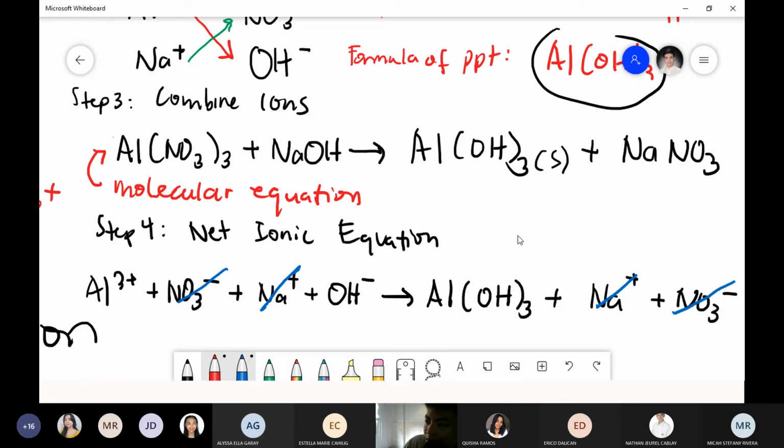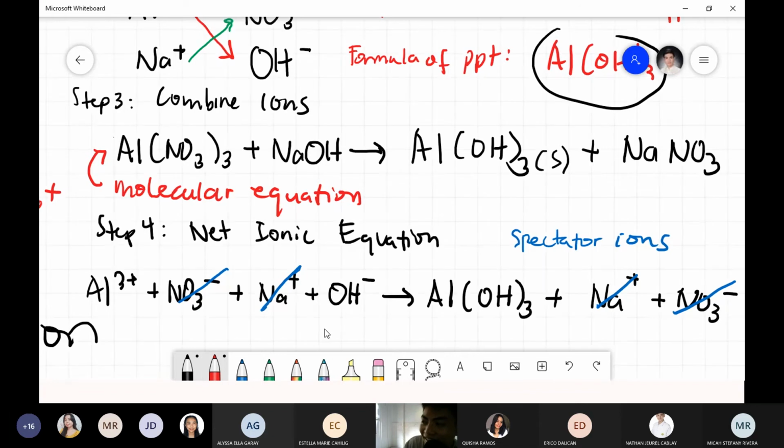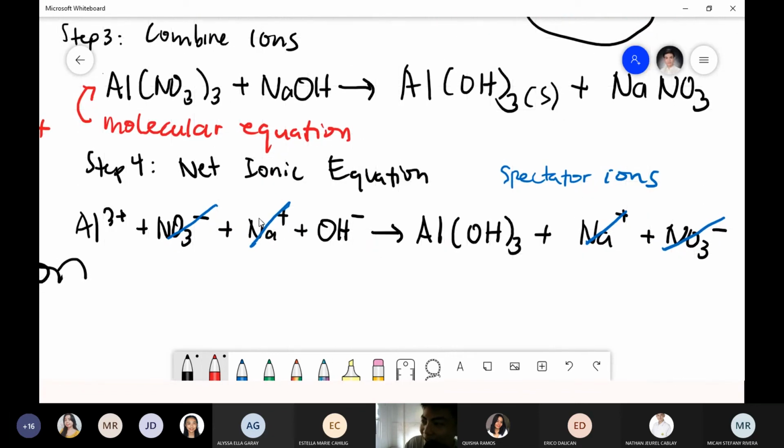So yung kinancel ko again, they are spectator ions. Sila yung mga marites ng ion. Nakatingin lang. Yan. So sila yung mga marites. And whatever is left, yun yung ating net ionic equation.